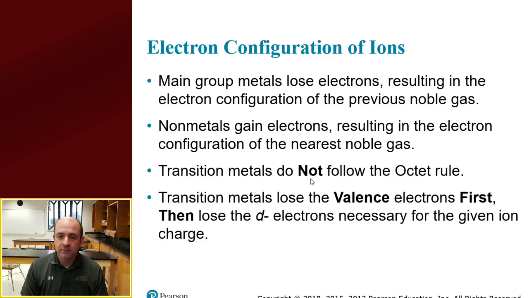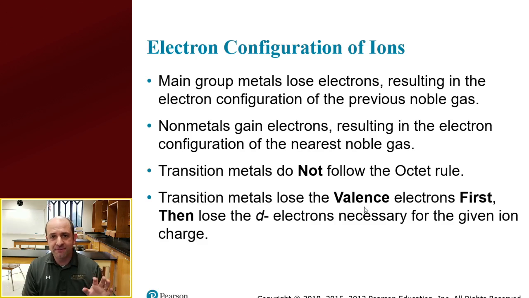Some of them do, like titanium often is +4. Well, that follows the octet rule. It goes back to the noble gas. But sometimes, like chromium is a +2 ion. And you say, hey, wait a minute, that leaves you with a bunch of d electrons. That's not 8. That's not what's going on there. Transition metals, just don't worry about the octet rule for them.